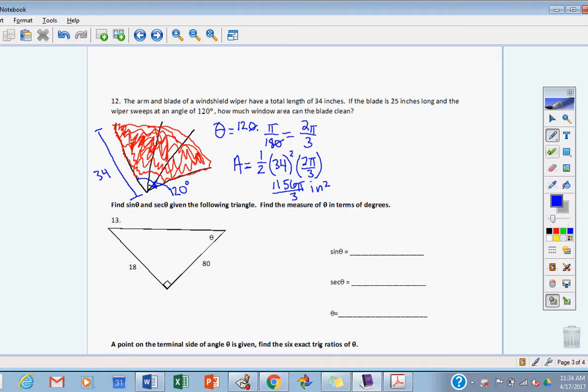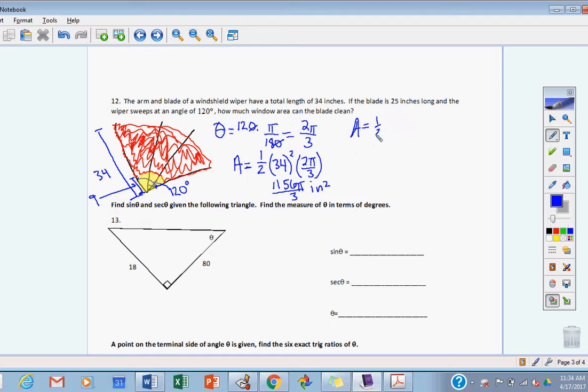Let me get out my highlighter here. We already talked about how, and this is a little extra effort on this problem, this yellow area is not actually being cleaned. So I have to subtract that sector. The arm and blade of a windshield wiper have a total length of 34, and the blade is 25. So what's left over for this right here? 34 minus 25, so that would be just a 9. So we have to subtract the area of the sector as if the radius was 9. So I've got to do it again, which is fun.